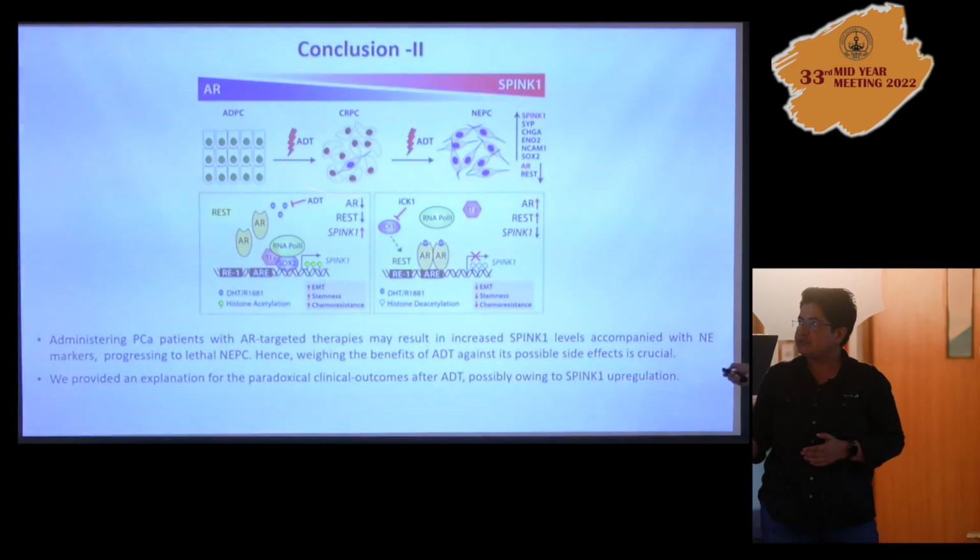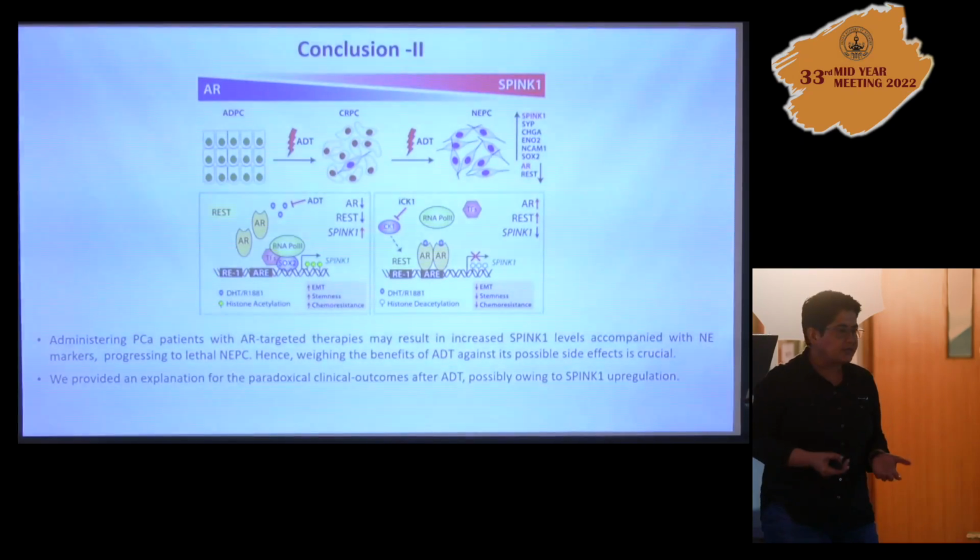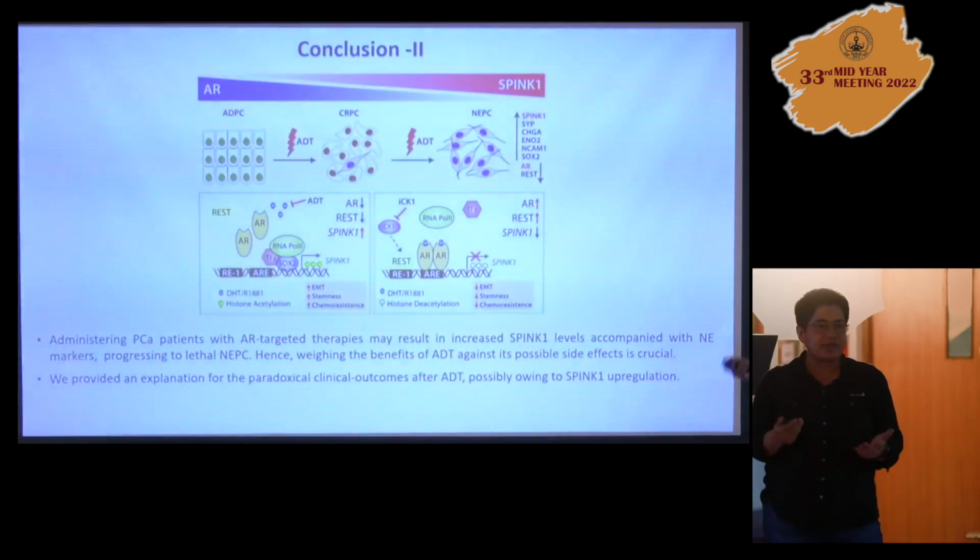So, this is the model that we propose: when patients receive ADT, they go to CRPC, and eventually some of these patients also develop NEPC, which is marked by an increase in neuronal markers. Especially, we have shown that SPINK1 is upregulated, which is one of the important proteins that maintain the neuroendocrine phenotype. What we propose is that before we administer AR-targeted anti-androgen therapy to prostate cancer patients, it's important to weigh the benefits and the risks. We also provide an explanation for the paradoxical clinical observation of why the majority of patients who get ADT develop resistance and a much more aggressive phenotype: it is because of this overexpression of SPINK1 along with other neuroendocrine markers.